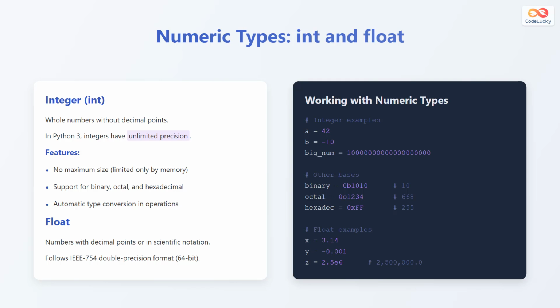Here are some examples of floating point numbers. X is assigned the value 3.14, Y is assigned the value -0.001, and Z is assigned the value 2.5e6, which is 2,500,000.0.